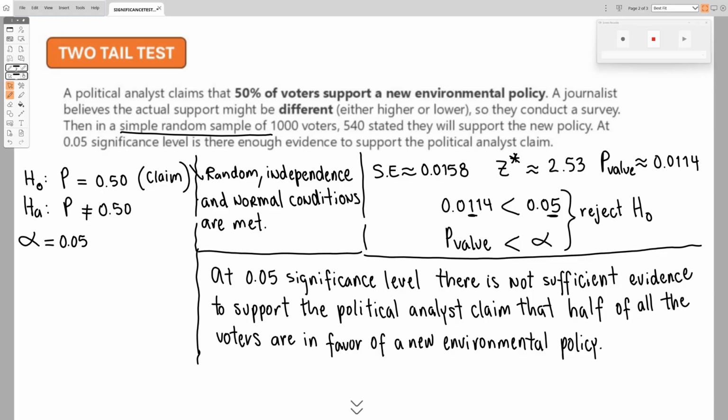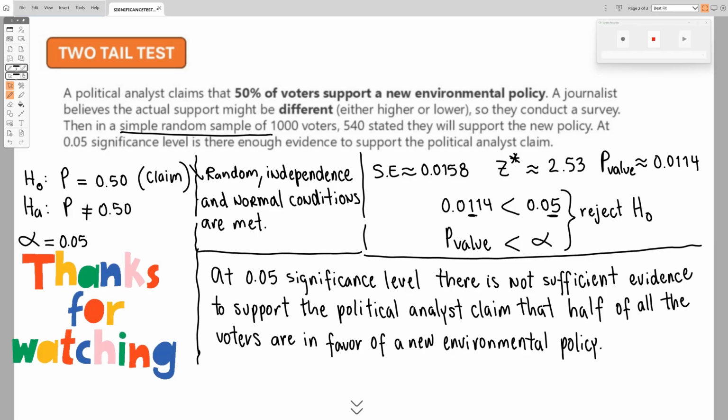This result does not prove the alternative hypothesis is true, but indicates there is a certain level of confidence in the journalist's belief that the rate of voters that support the new policy is not 50%.